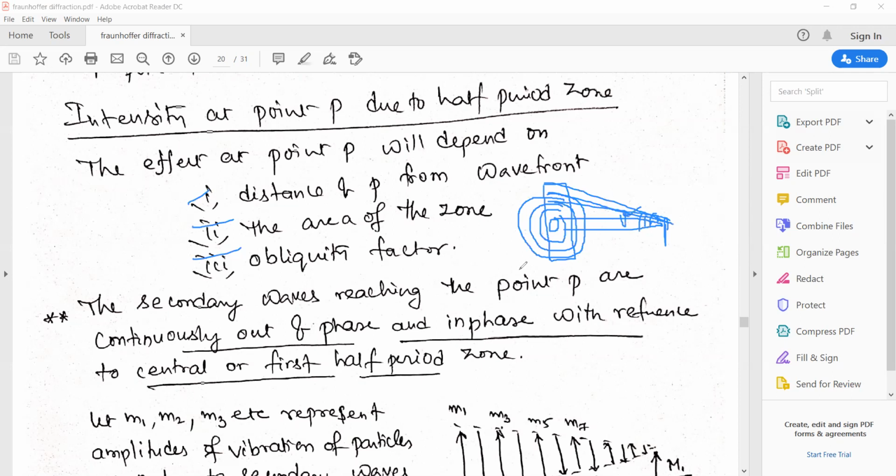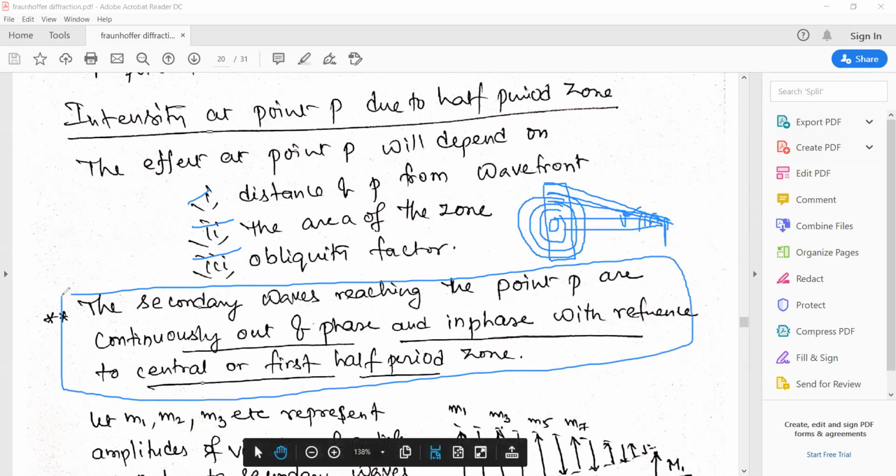Okay, so secondary waves reaching at point P are continuously out of phase and in phase with reference to the central or first half period zone. This is a very important point. First thing, as I said, the Fresnel half period zones will have a phase difference. First zone to second zone, the path difference will be lambda by 2. Similarly, the phase will be pi. So waves coming from the first zone and second zone always have an out of phase relation.